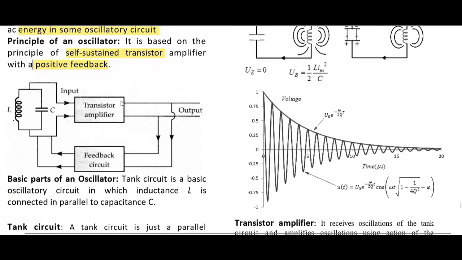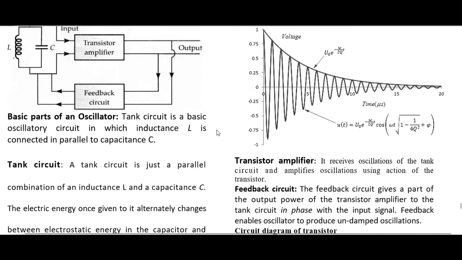This is basically the transistors. LC oscillations are fed into it. For example, this is the LC circuit and this is transistor amplifier, and here we get the output and we feed back some part of the output to the input. Again, essential part of the circuit is LC circuit, transistor, and then you can say the feedback circuit, which normally consists of a resistance.